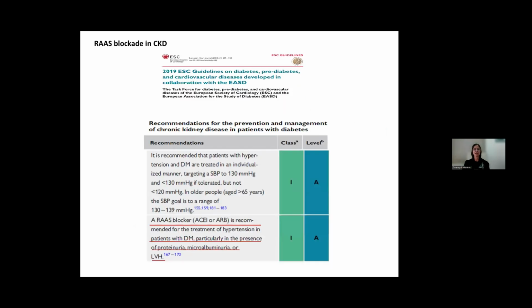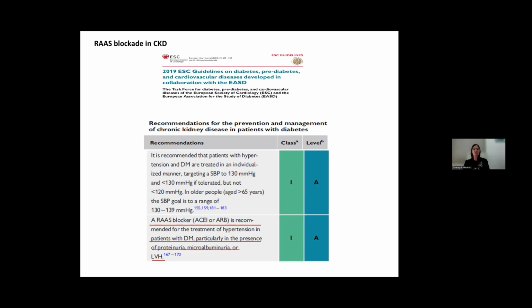Of course, in the 2019 guidelines, the recommendation is very strong. As you can see, class 1A, a RAS blocker, either ACE or ARB, is recommended for diabetic patients, and not only, particularly in the presence of proteinuria, microalbuminuria, or LVH. I think we all know this.